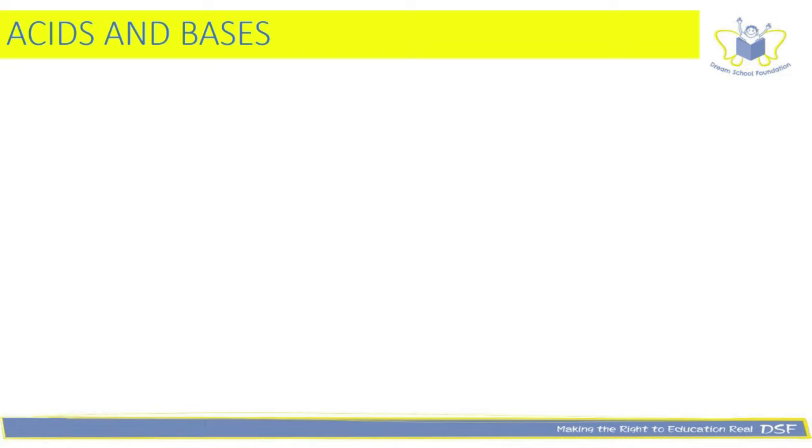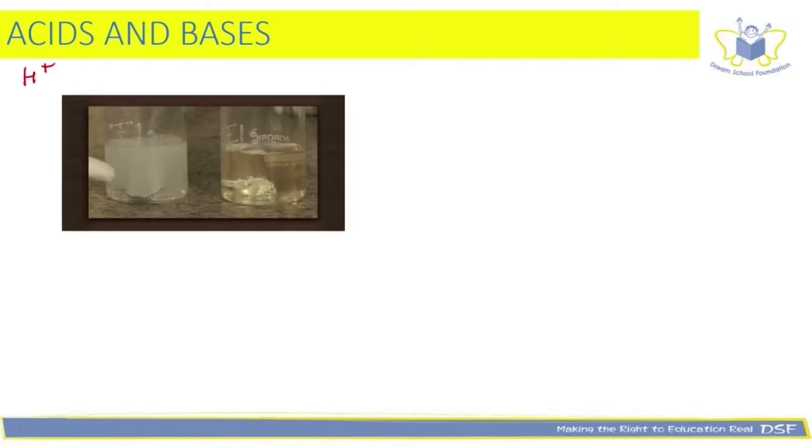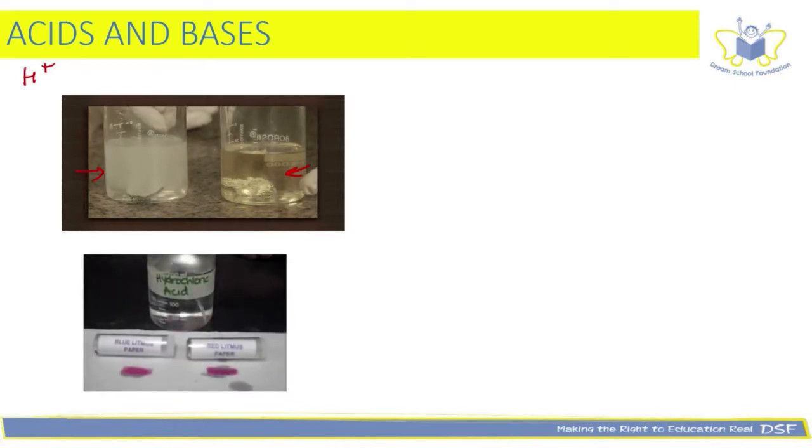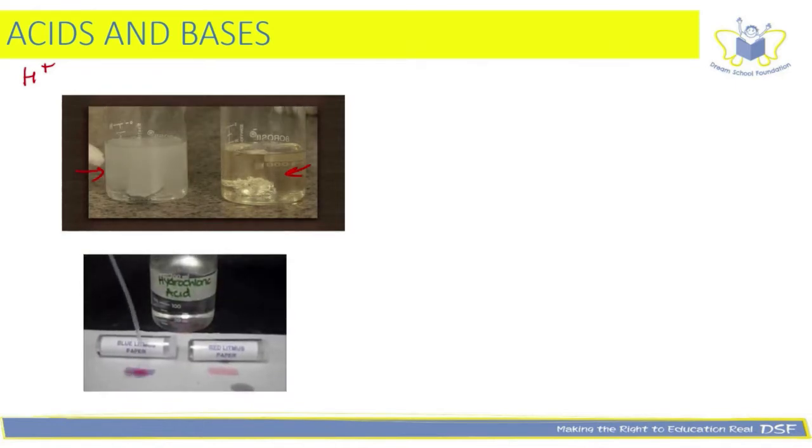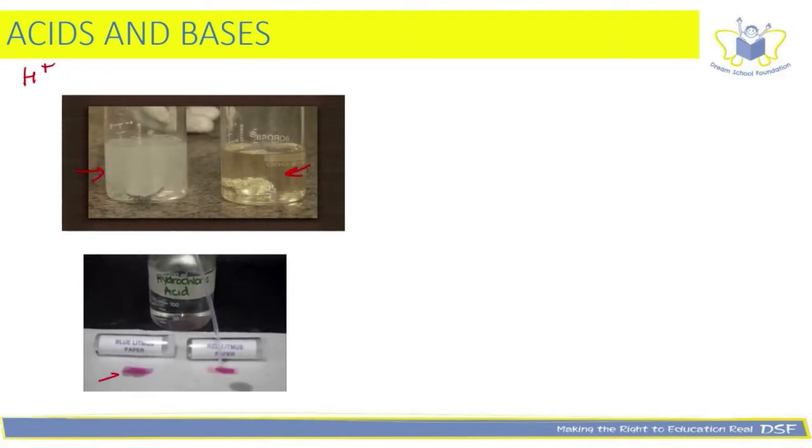Acids are sour to taste. All acids contain hydrogen. In aqueous solution, they release H plus ions into the solution. When acids react with metals, hydrogen gas is released, as you can see out here. It turns blue litmus to red, as you can see here. Examples of acids are acetic acid, citric acid, sulfuric acid, etc.